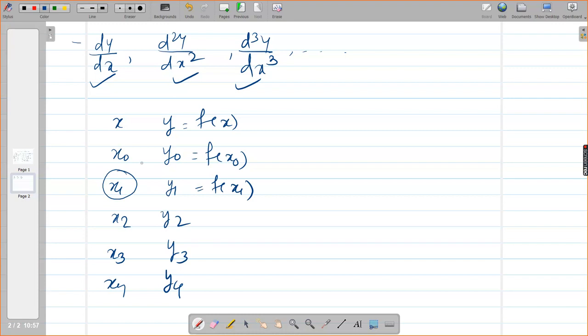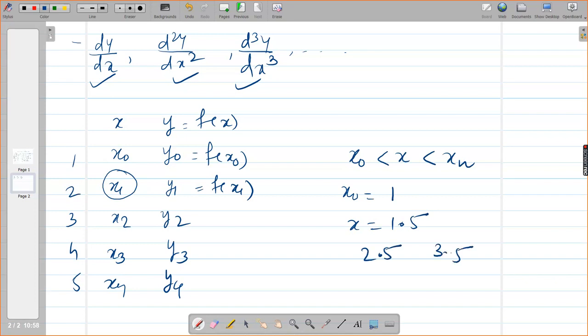And if I want to find the derivative of this function at a value which lies between x0 and xn, which is not an actual value given in the table, suppose x0 is 1 and the last value is 5, with values 1, 2, 3, 4, 5. If you wish to find the derivative at x equal to 1.5 or 2.5 or 3.5, any value which is not in the table but is in the range of 1 and 5, then you can use an interpolation technique.